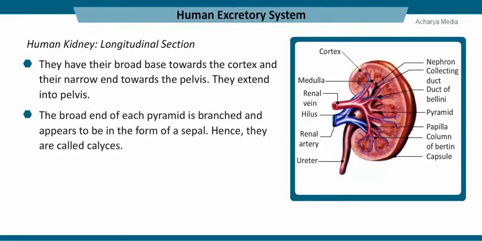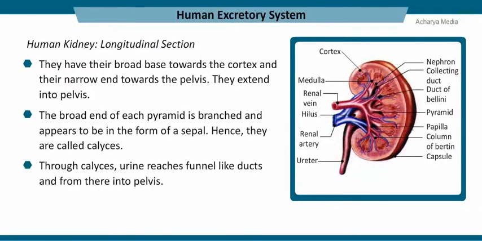The broad end of each pyramid is branched and appears to be in the form of a sepal. Hence, they are called calyces. Through calyces, urine reaches funnel-like ducts and from there goes into the pelvis. From the pelvis, urine enters the ureters.